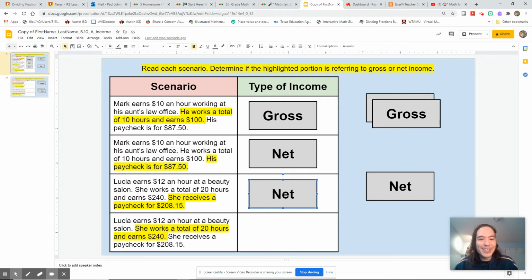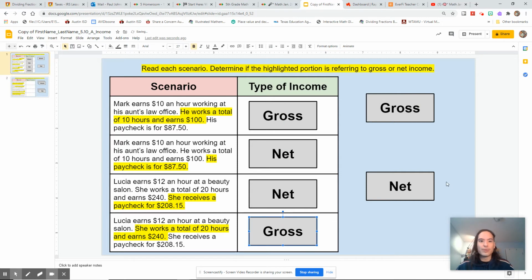Lucia earns $12 at a beauty salon. She works a total of 20 hours and earns $240. She receives a paycheck for $208.15. So if she works a total of 20 hours and earns $240, gross is most, net is less. It looks like that first sentence has to do with her gross income because it's the larger of the two numbers. So first page down, you have 2 pages.